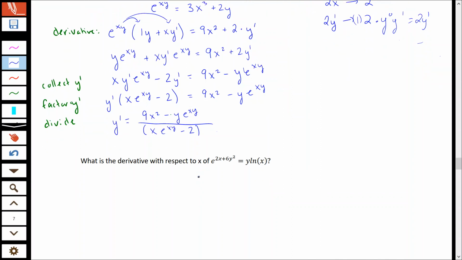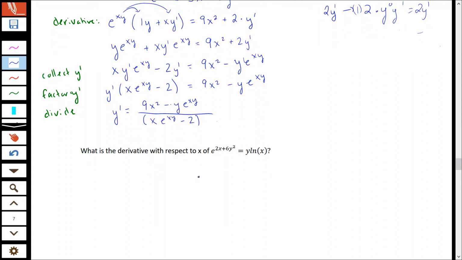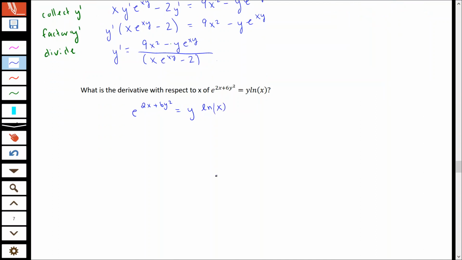Okay, once more, what is the derivative with respect to x of e to the 2x plus 6y squared equals y ln x? So in this problem here, again, we're going to take that derivative, and we don't have a y equals equation. This is implicit differentiation, meaning that the derivative of y is y prime, but we can apply the derivative rules to x. So the derivative of this left-hand side, the derivative of e is always itself.